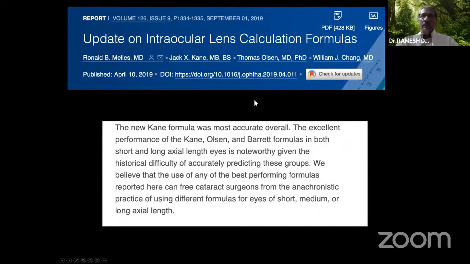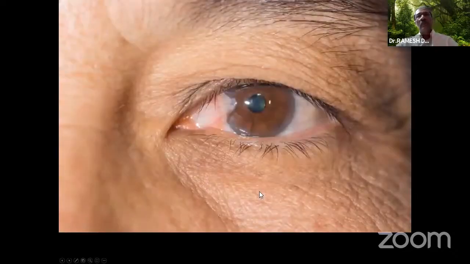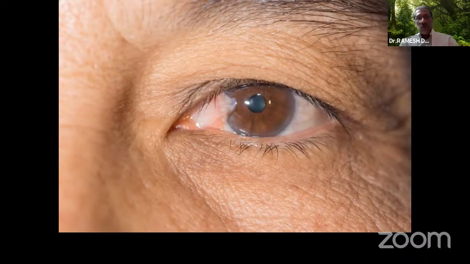Now, regarding the Kane formula, in the last 2 years there are excellent presentations with large series showing that it is slightly superior to Barrett's. And I think over the next few years, most of us will try out the Kane formula as well as the upgraded Hill RBF formula to see whether our Barrett's is giving the right value or not. So let us come to a few of the atypical eyes. Here is an eye with a small pterygium. It's an atypical eye, but it will be quite easy to take care of this particular patient.